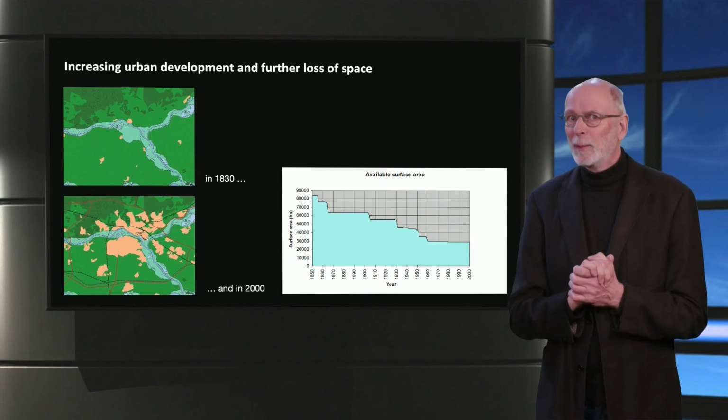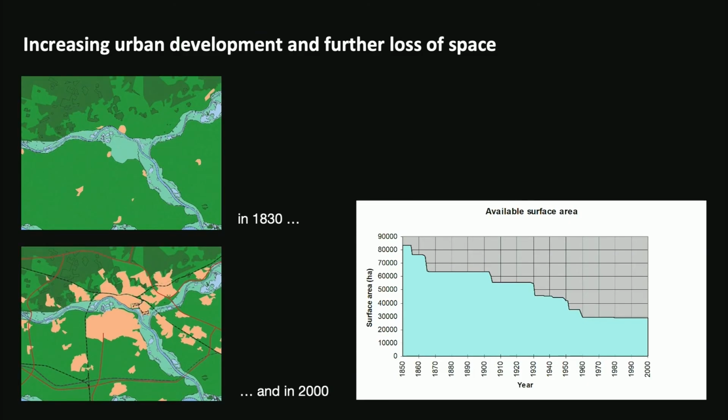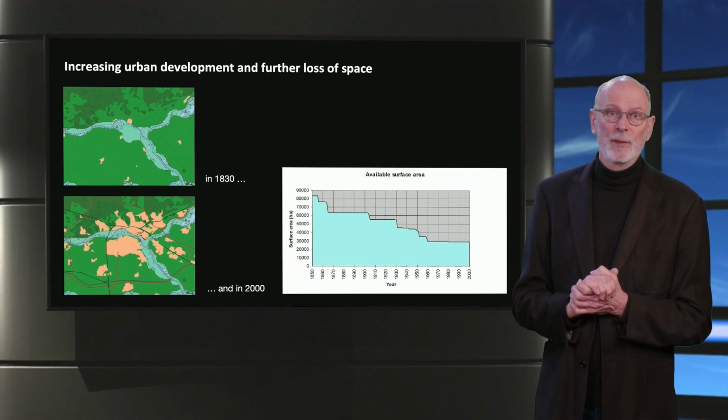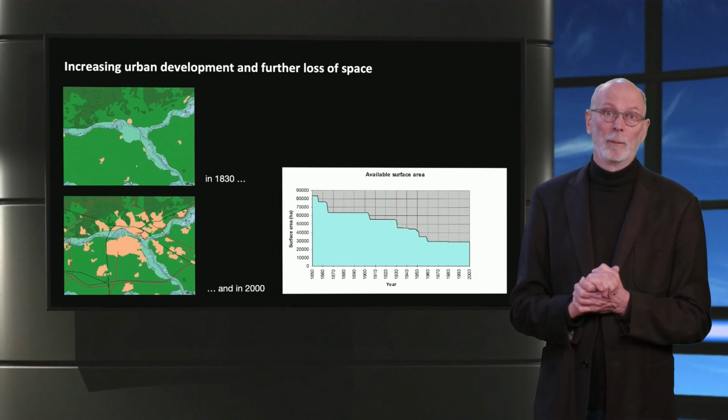In this graph, we plotted the available floodplain area along the Rhine River for consecutive years since 1850 AD, not so long ago. It shows that the floodplain area is reduced by more than 50%, a development that ended not so long ago.